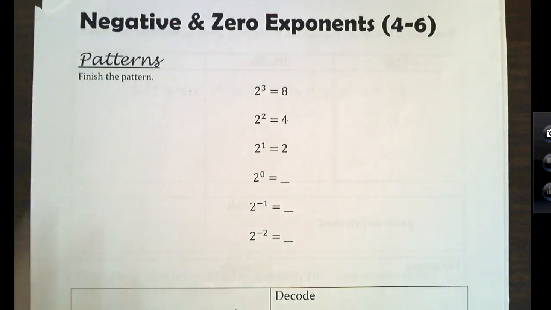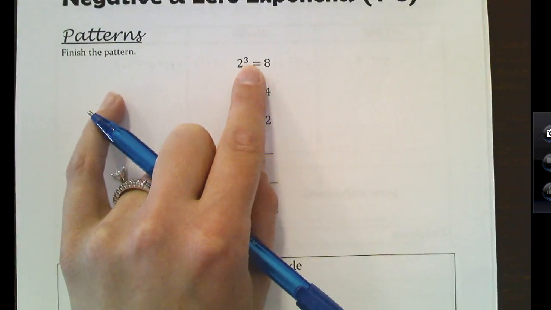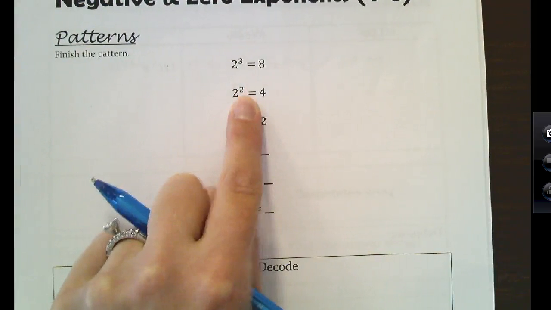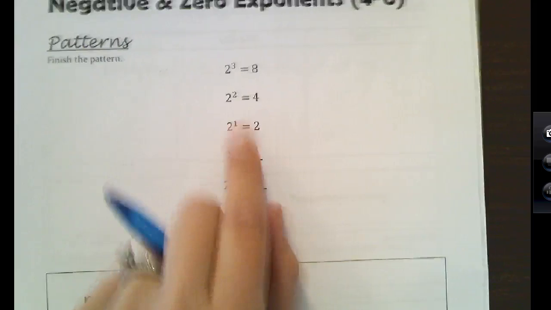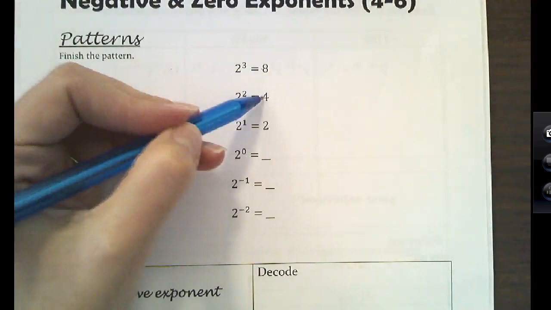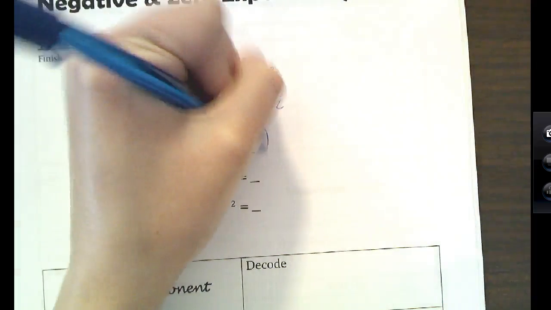So this beginning portion here, I want you to start noticing a pattern. If we have 2 raised to the 3rd power, 2 times 2 times 2 gives me 8. If I have 2 to the 2nd power, 2 times 2 gives me 4. If I have 2 to the 1st power, I just have 2. So what do you notice is happening along this right-hand column? What happens as we go from 8 down to 4? We're dividing by 2. What happens as we go from 4 to 2? Divided by 2.